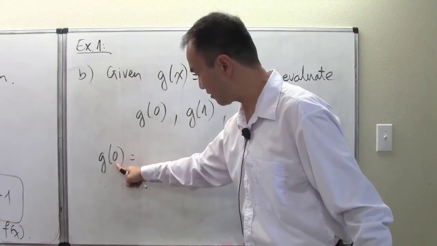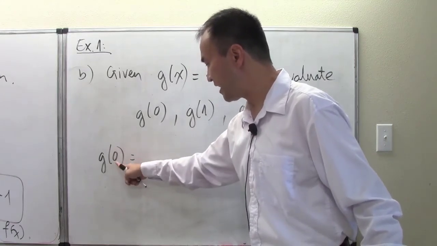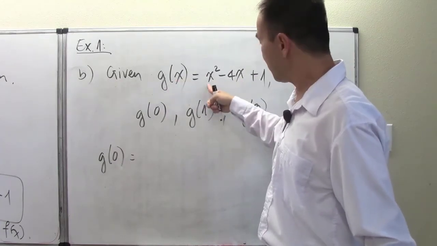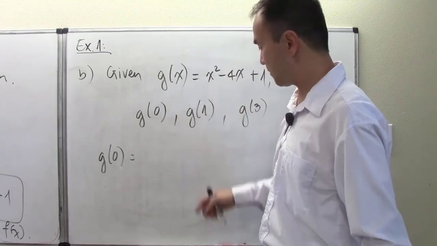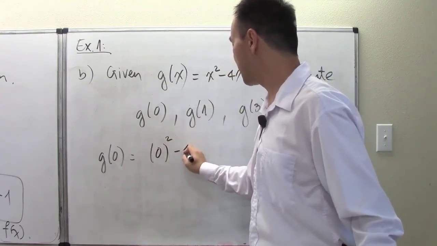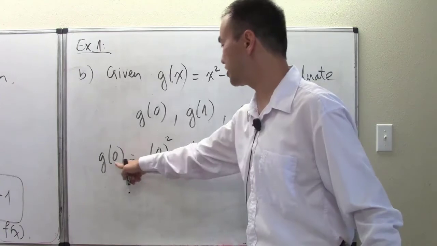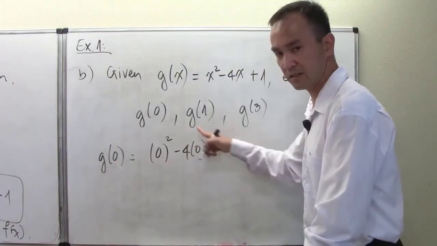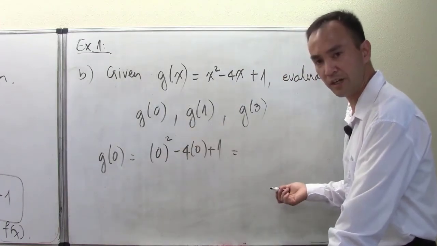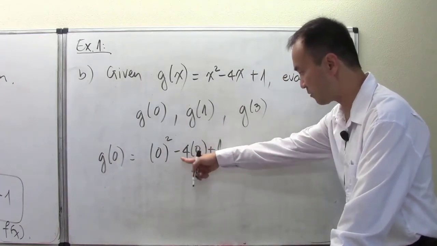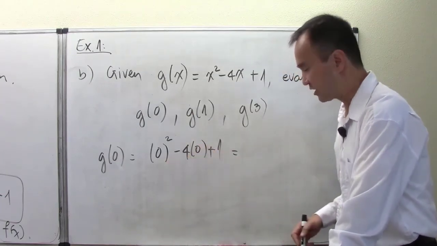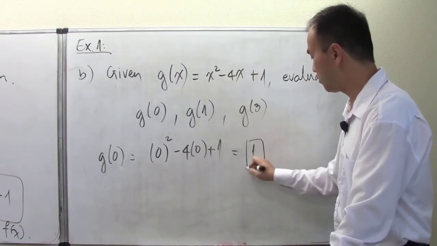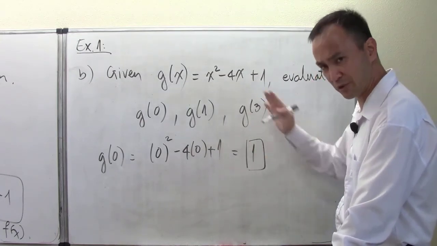So g of 0. This indicates that we're going to substitute 0 wherever it's known to be the input. The input appears in a few places according to this rule. So it's going to be 0 squared minus 4 times 0 plus 1. We substitute 0 wherever you see the x. The rest of the job is just a final calculation. 0 squared is 0, 4 times 0 is 0. These two terms are 0. That's just 1. So this is the output. We're done with one little problem.